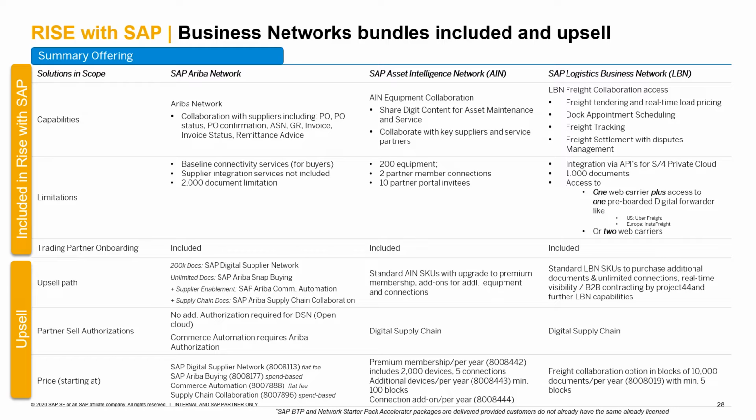Okay, so for the Ariba Network, there are no additional authorization requirements for DSN. It's the open cloud. But then there's commerce automation. It requires the Ariba authorization. So partners, please make note. If you've already got that, you're good to go. Next, for the other 2, Asset Intelligence and Logistics Business Network, you do require the digital supply chain partner sell authorization in order to sell the full production license.